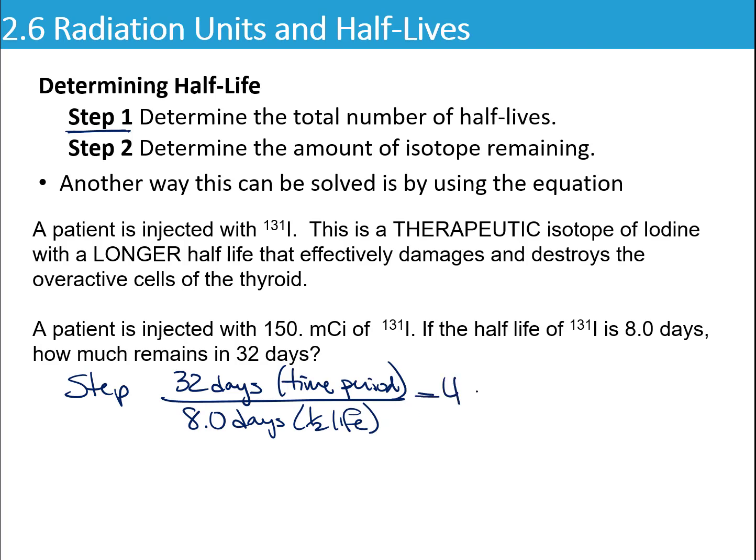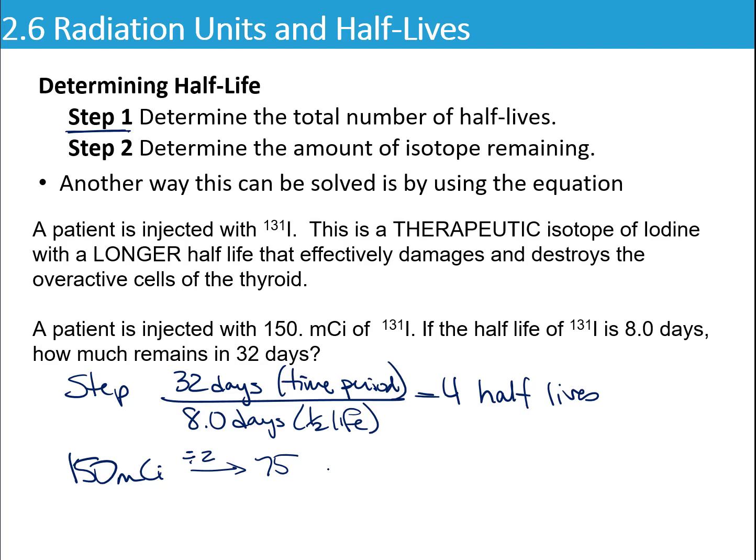So I know I have 4 half-lives. I'm going to start with 150. For 1 half-life, what do I do? Divide by 2, right? So divided by 2, that's going to give me 75. That's 1 half-life. I've got to do this 3 more times.